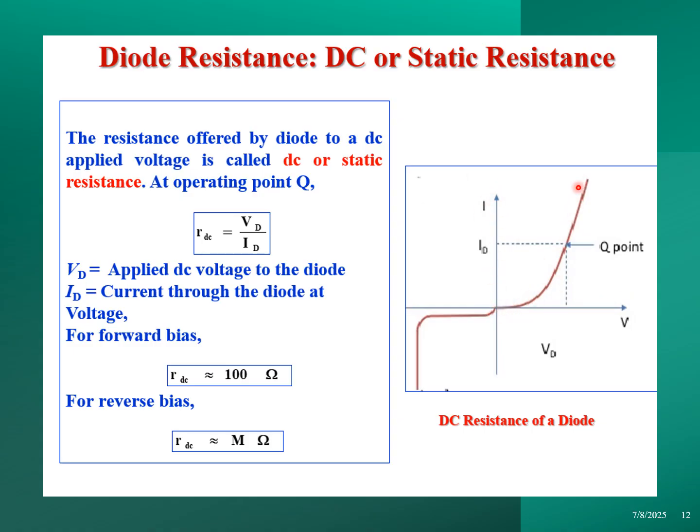At any point, take the applied voltage and the corresponding current. The ratio VD by ID is called the DC resistance, approximately in the order of ohms. In the reverse bias, this is approximately in the order of mega ohms.